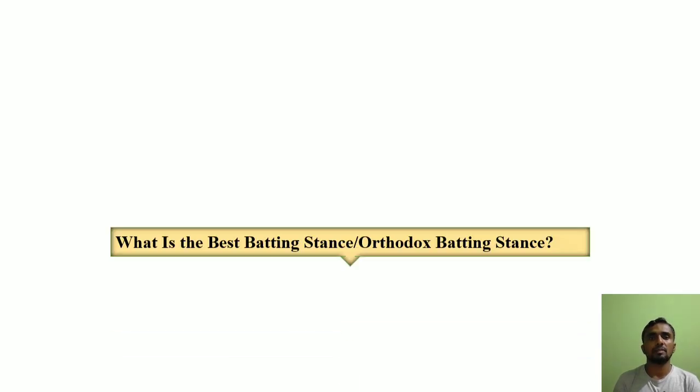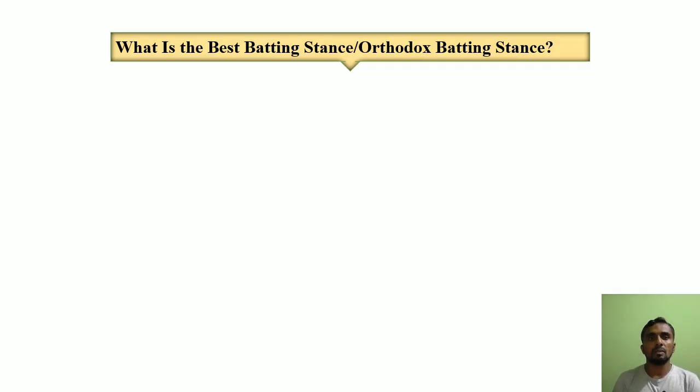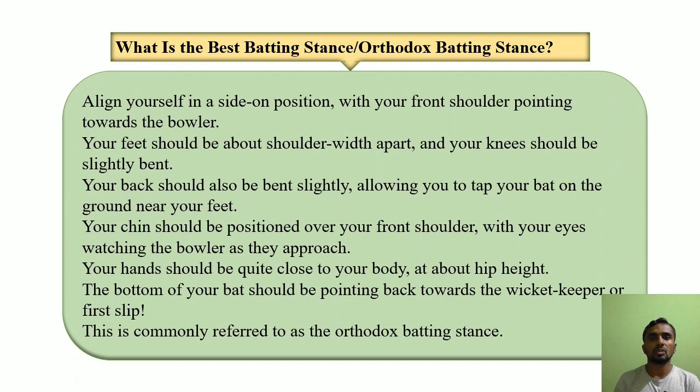The next slide shows what the best batting stance, or orthodox batting stance, is. We are seeing the details on this screen. Step by step I try to present. First one, align yourself in a side on position. We understand that with your front shoulder positioned towards the bowler, that means the shoulder will focus on the bowler. Your feet should be about shoulder width apart and your knees should be slightly bent.